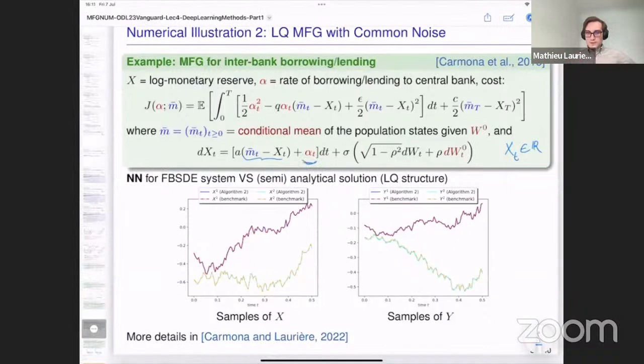Alpha t is a term of borrowing or lending to a central bank, but borrowing, in particular, from a central bank will have a cost, so you don't want to take a very large alpha t. Then there is idiosyncratic noise, meaning noise specific to the agent, and there is common noise, which affects everyone. This is something that we find in many macroeconomic models: common noise, common shocks affecting everyone.